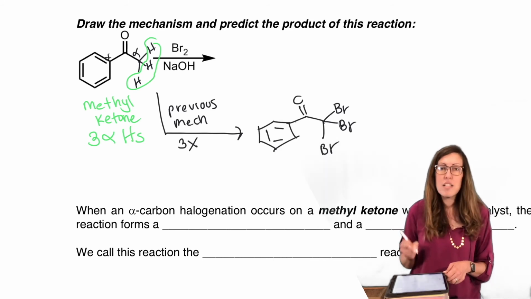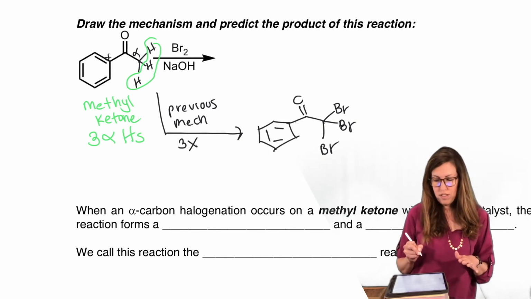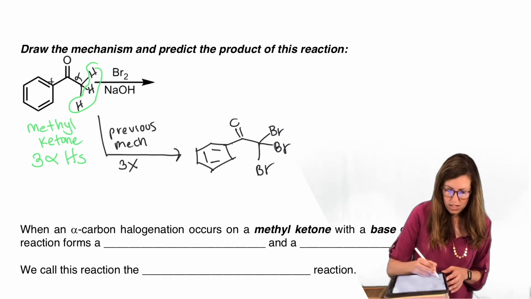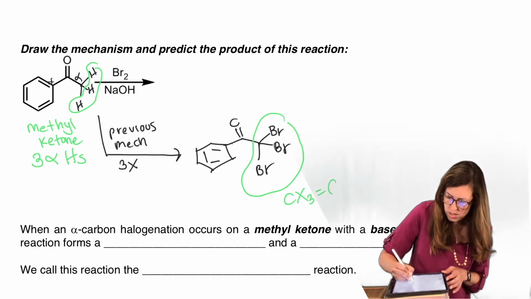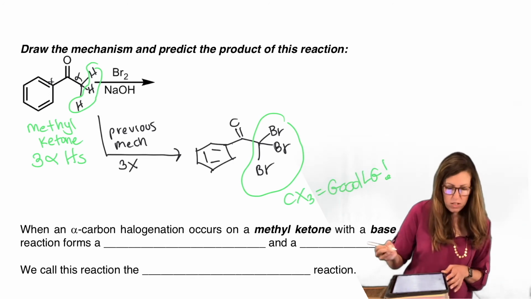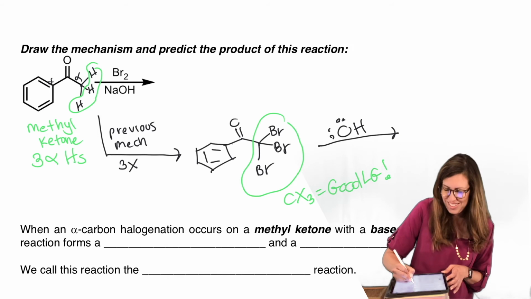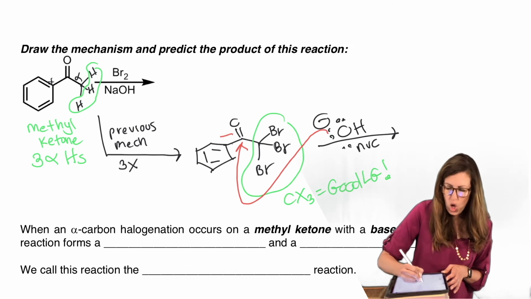Okay, it does not stop there. We do not isolate the 3 bromines on the carbon. Why? CBr3 is a great leaving group. We just made a great leaving group, and we have base present. Bases can also be nucleophiles. So it acts as a nucleophile, and it comes and attacks, opens, your old friend, that mechanism.